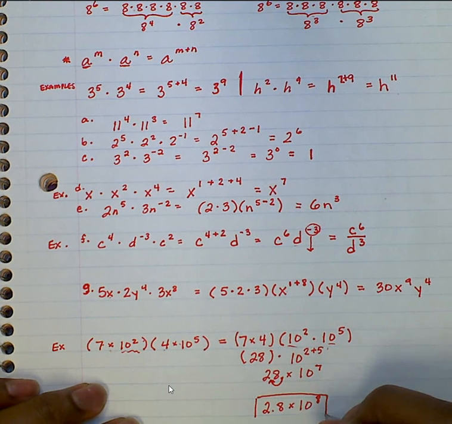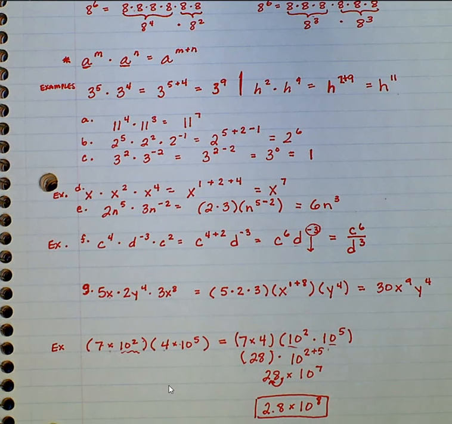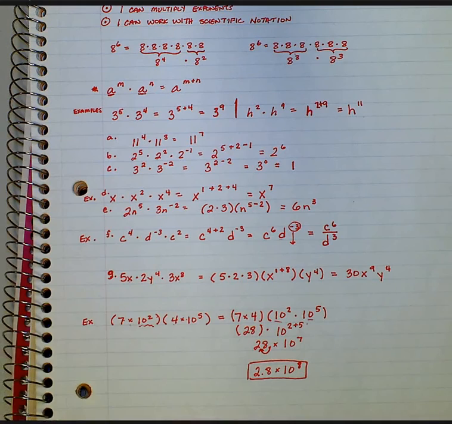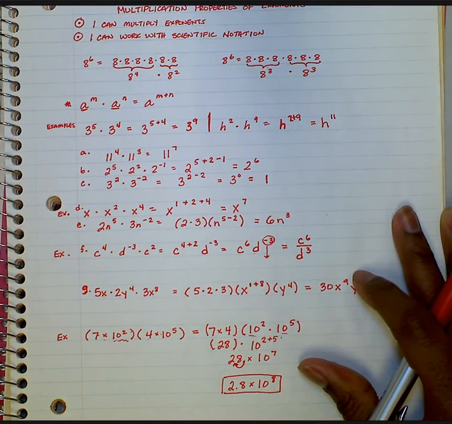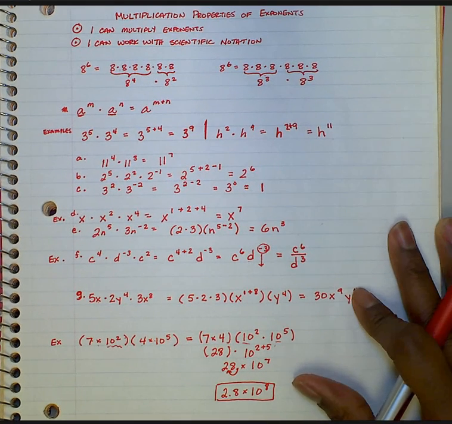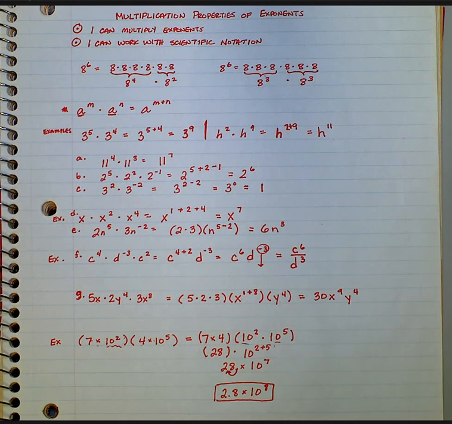Alright, and so that is our multiplication properties of exponents. You should be able to use those properties, use them in scientific notation, understand that if the base is the same, then we can find the product by adding the exponents.